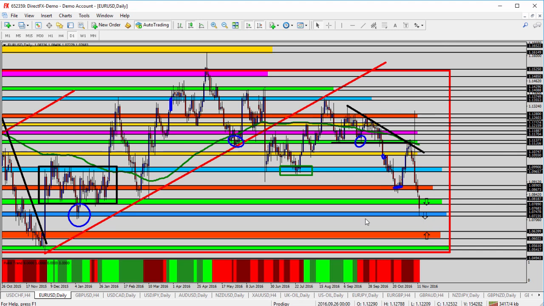So that's what we're looking for, cheering on the sellers to do that. I might even consider the fact that it might push as high as this last support level here, into 108.65, 108.90, before turning back lower again for the euro dollar.